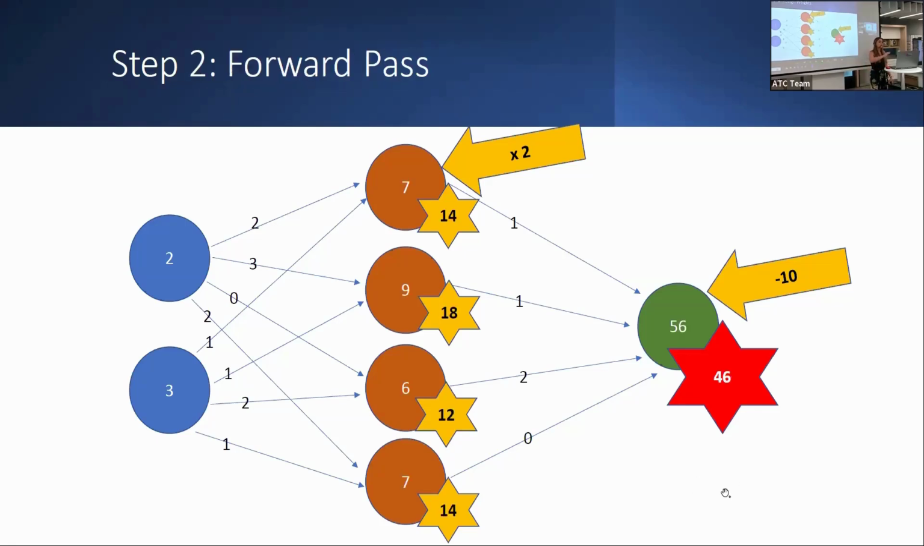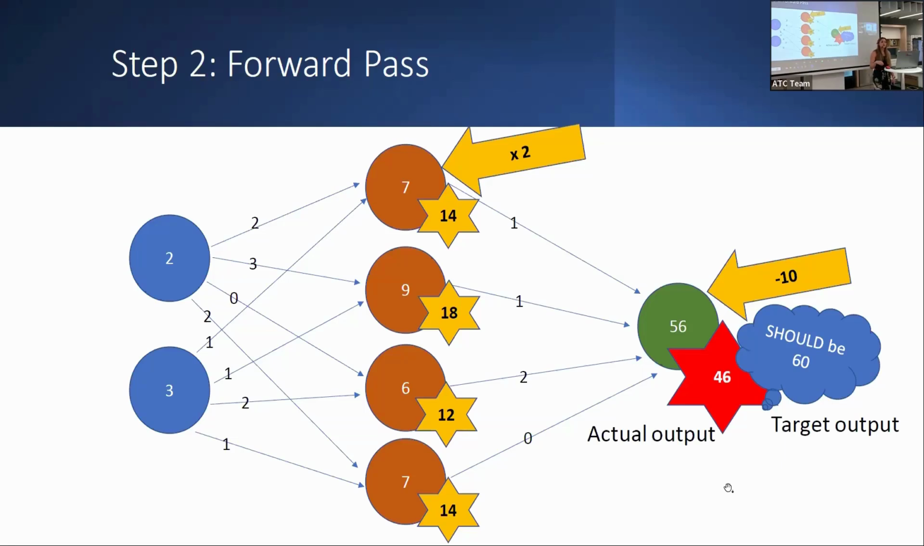Your next step is to do a feed forward pass. So that is what I explained in the beginning. You say 2 times 2 and 3 times 1, add that together, put it through the net activation function. You work out your whole neural net until you get your output value. So for the random weights that I assigned, we got an output value of 46, but we know that's not right. We know it should be 60, right? So there is a difference between our target output and our actual output. Okay, so we know our weights are wrong.